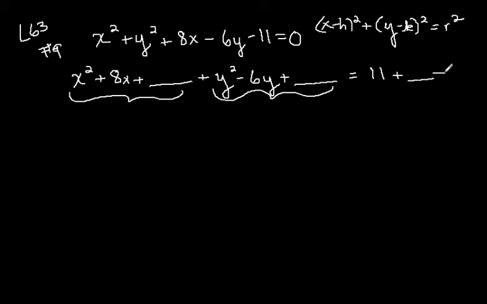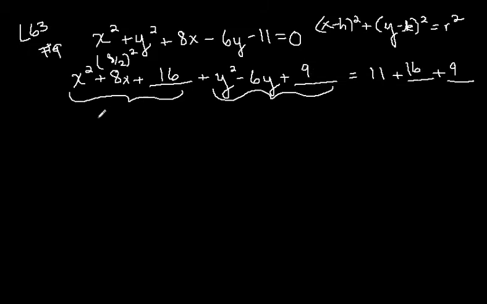And we have to add the two numbers that we add to complete our perfect square. So you take 8 divided by 2 is 4. Remember that, 8 divided by 2 and square it. It's 4, so it's 16. 6 divided by 2 is 3. Square is 9. So we have to add a 16 and a 9 over here.